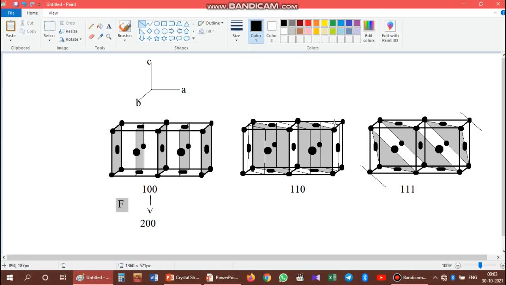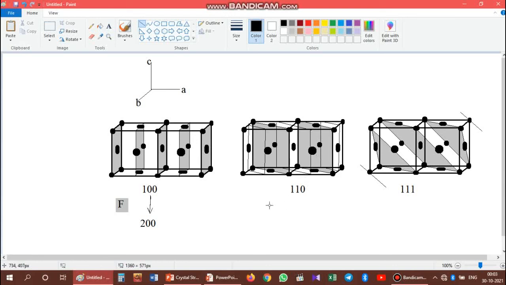Okay, so here we can see one lattice plane, 2, 3, 4 and 5. Okay, 5 lattice planes together. In between, this lattice plane is covering this atom and this atom. This lattice plane is covering this one and this one. These two, this lattice plane is covering this one and this one.